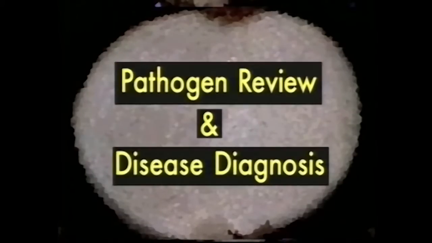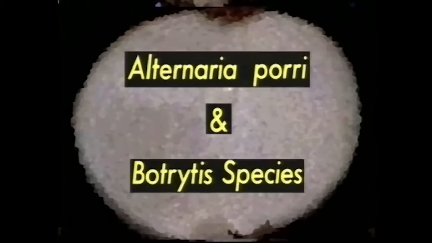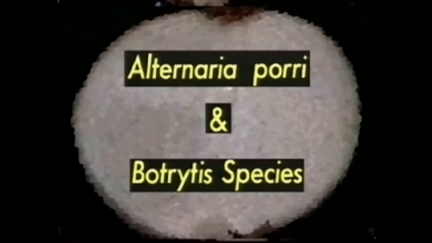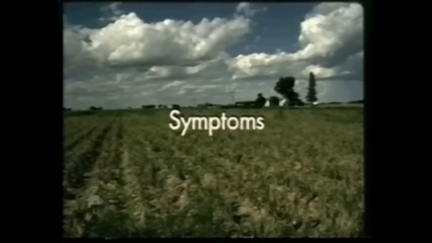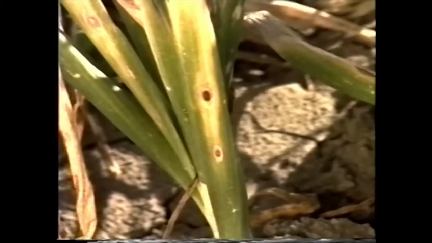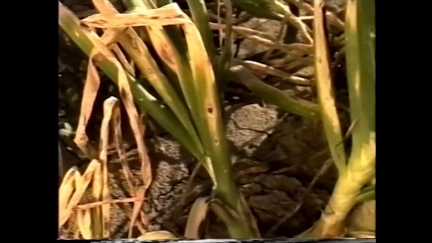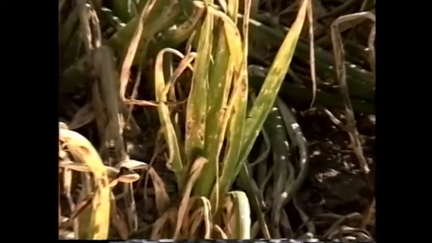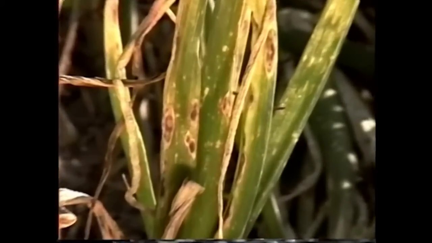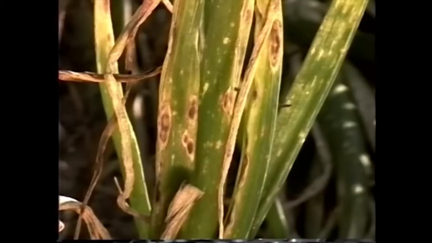Purple blotch is caused by the fungal pathogen Alternaria porri, while botrytis diseases are caused by various species of botrytis. Let us review the range of symptoms and signs associated with outbreaks of these pathogens. Initial purple blotch lesions are small, oval, brown to purple, a ½ inch or less in diameter on leaves. These lesions gradually enlarge and become more elongated and darker in color.